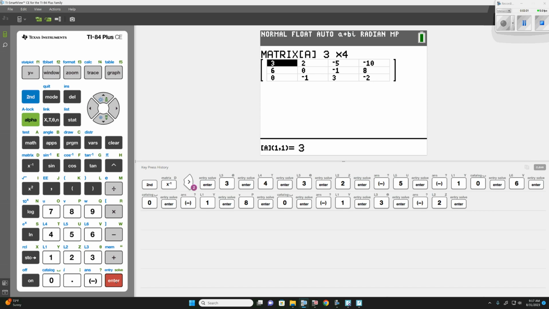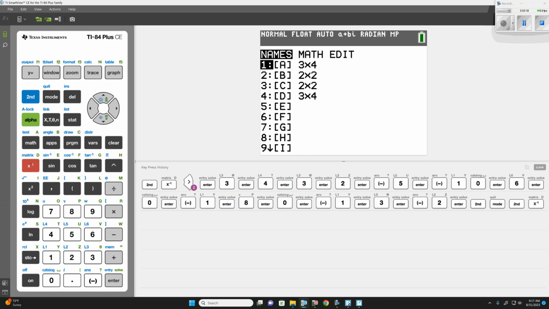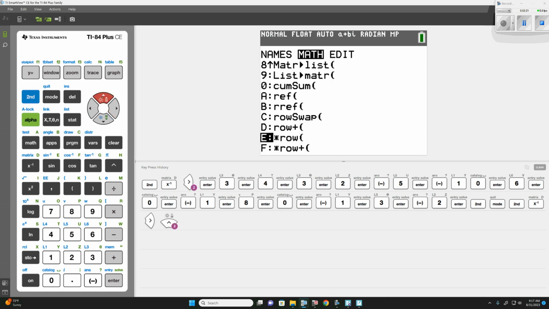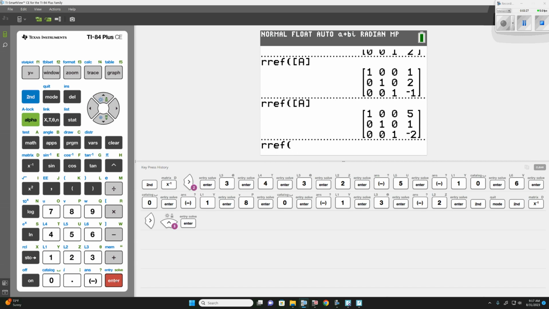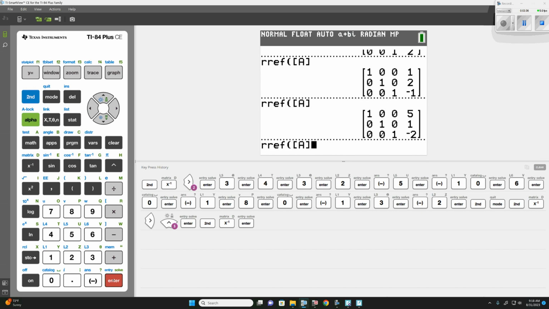Everybody able to get that typed in? Once you get it typed in, our next thing is what? Second mode. Our next keystroke is going to be second matrix. This time we go over to math, and we want to find REF. Once we find it, we'll hit enter. Second matrix, so we need to call up which matrix we want to use, which is matrix A, so we'll hit enter, and then enter one more time, and we get this here.